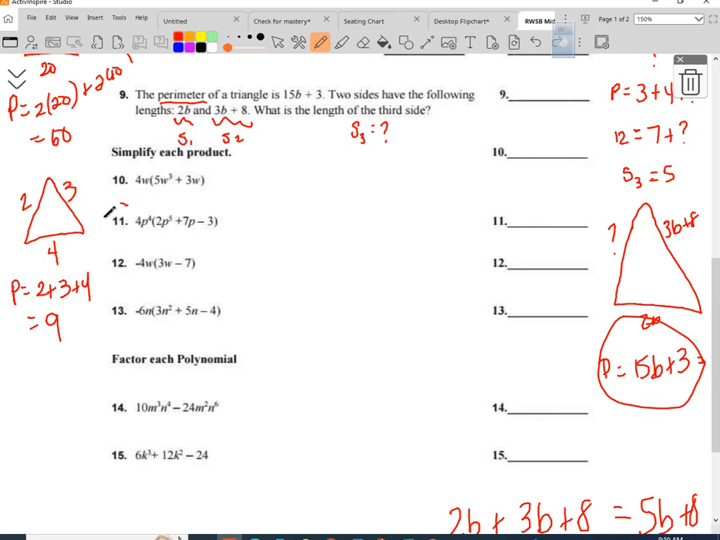Number 11. 4p to the fourth times 2p to the fifth plus 7p minus 3. Number times number, variable times variable. You follow with that? So number times number, what would we get when we multiply 4p to the fourth times 2p to the fifth? What would you get?